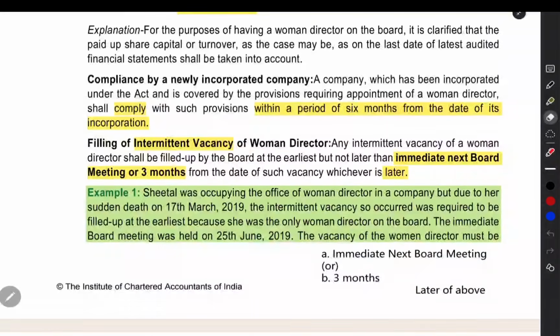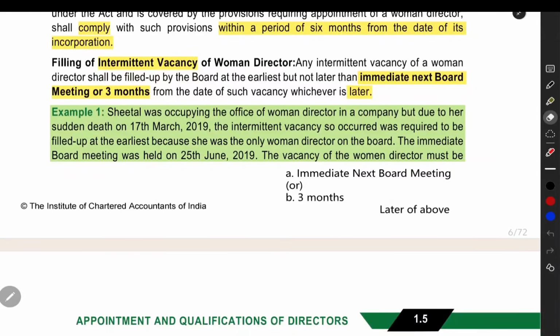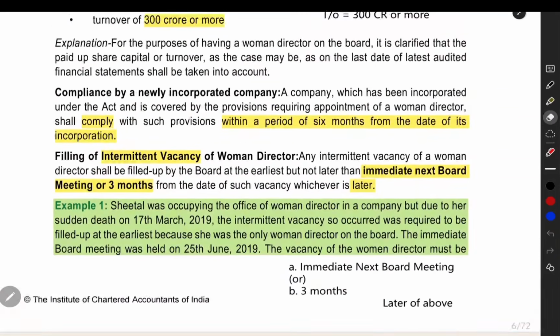Next, we are going to see the compliance by a newly incorporated company. If we have a newly incorporated company, they have to comply with this provision within 6 months from incorporation. If there is a vacancy in the place of a woman director, we have to fulfill it within the next board meeting or 3 months, whichever is later. This limit you have to note here, and then the important points also you have to highlight here.